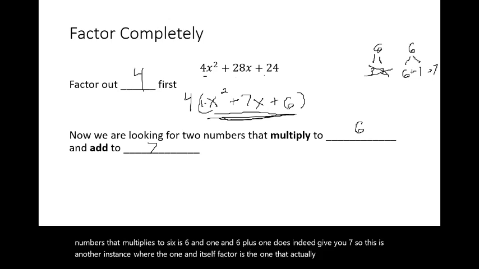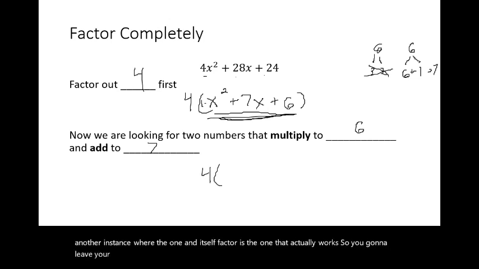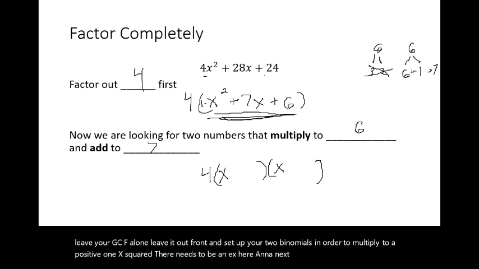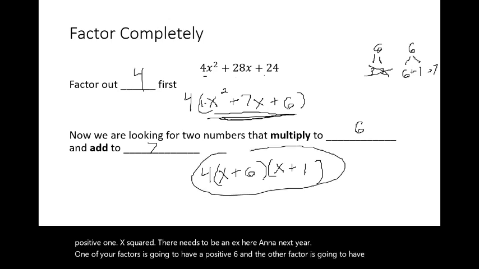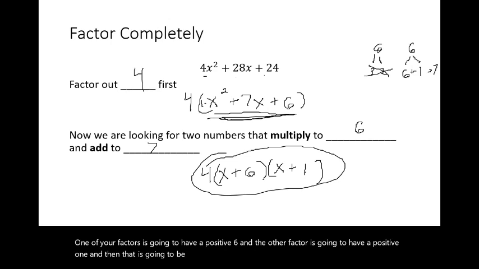So you're going to leave your GCF alone, leave it out front, and set up your two binomials. In order to multiply to a positive 1x squared, there needs to be an x here and an x here. One of your factors is going to have a positive 6, and the other factor is going to have a positive 1. And then that is going to be your final answer.